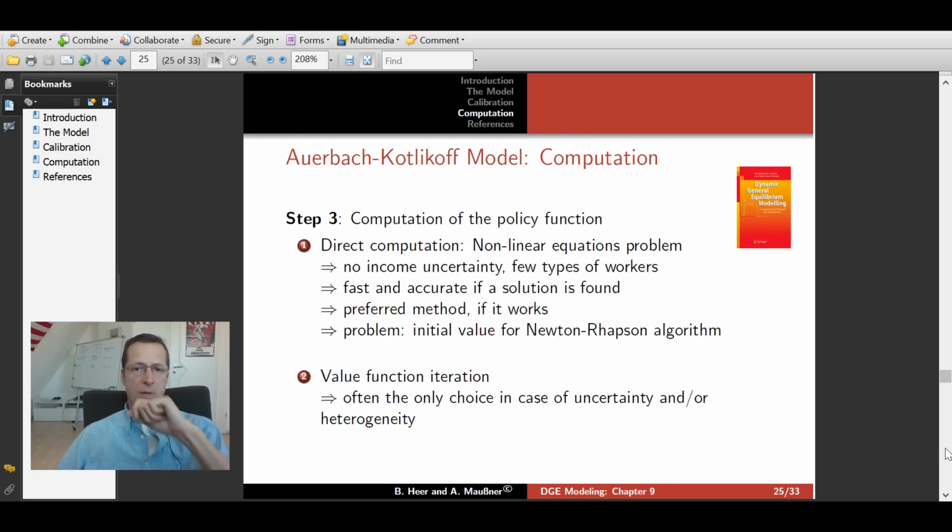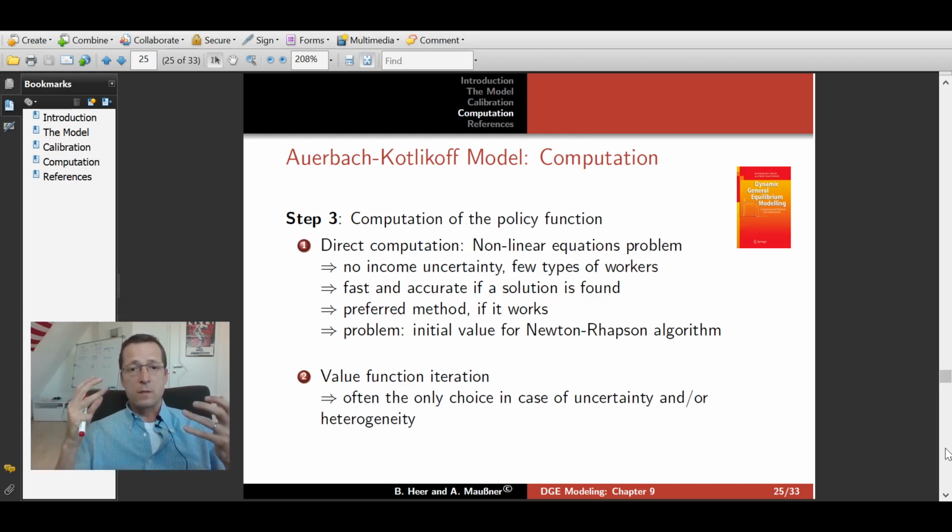Now comes the tricky part, step 3. And I've pointed out to you, we have two ways to compute it, the direct computation or the value function iteration. Whenever possible, use direct computation. To get accuracy of, let's say, 10 to the power minus 6, so 0.0001 percentage changes in the accuracy of the final solution is not a difficult task using a nonlinear equation solver that relies, for example, on the Newton-Raphson algorithm.